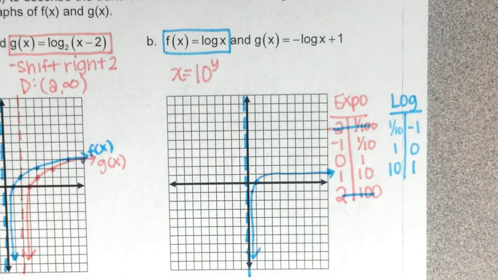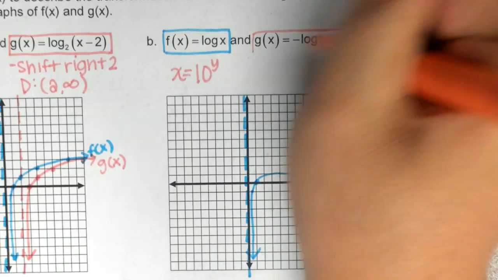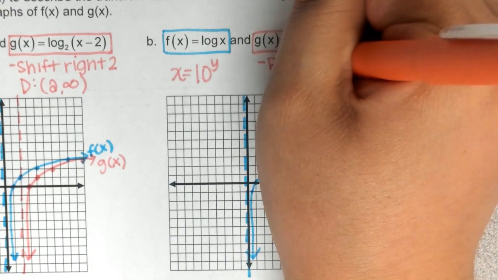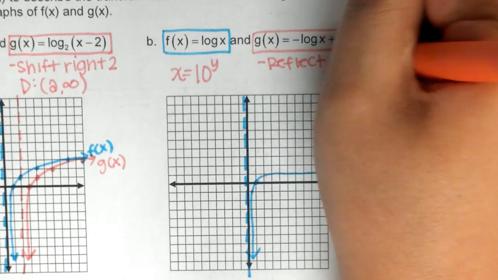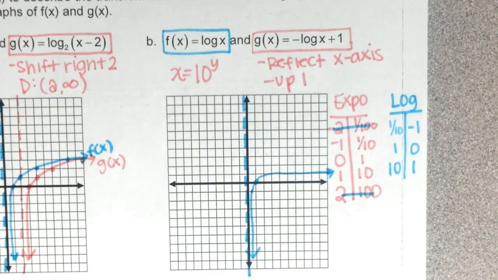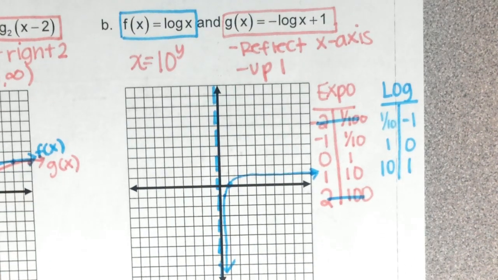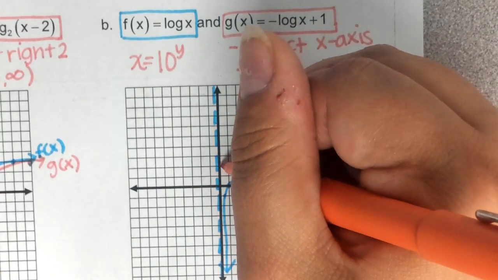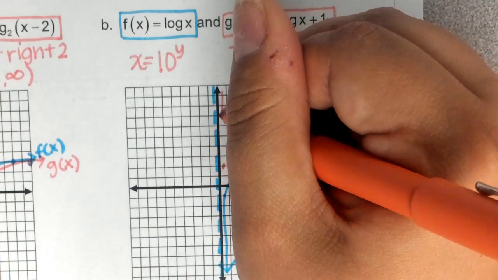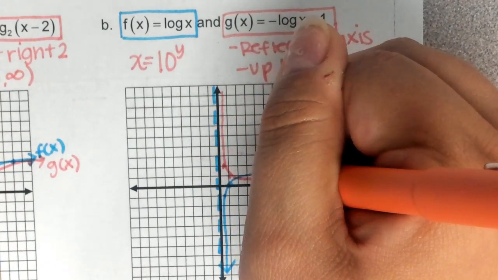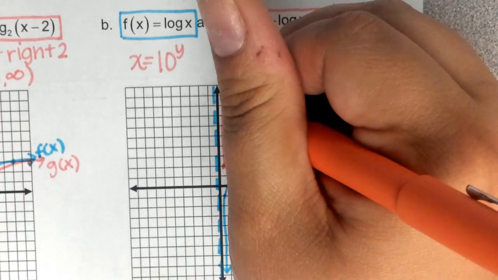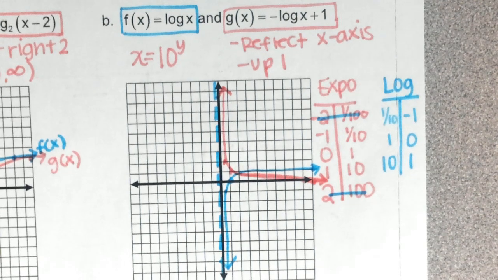All right, what is this g of x? What is g of x doing here? I'm going to write reflect, but yes, reflecting across what? The x-axis, and what else is it doing? Going up 1. It doesn't matter which one you do first, but please take those 3 points, reflect them, go up 1. Reflect them, go up 1. Oh, and make sure you have 2 arrows.